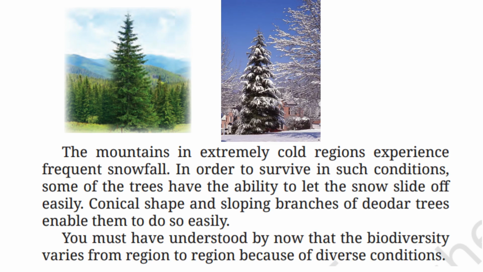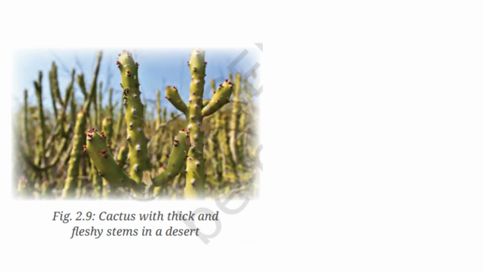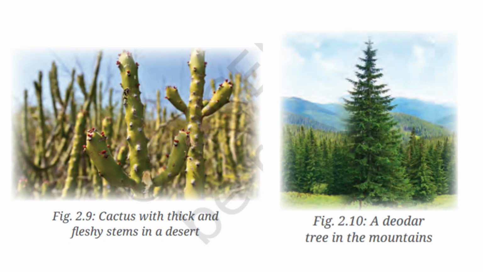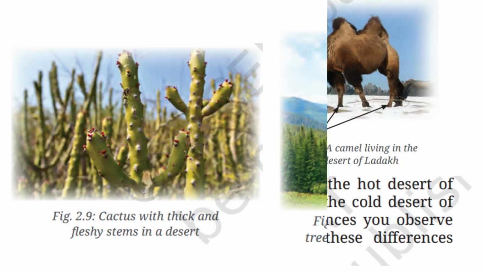You must have understood by now that the biodiversity varies from region to region because of diverse conditions. So basically, different regions have different climates, so plants grow differently to survive. Cactus grows in deserts, so it has thick stems to store water and survive heat. Deodar grows in snowy mountains, so it has a cone shape and sloping branches to let the snow slide off. That's why biodiversity is different in different regions.